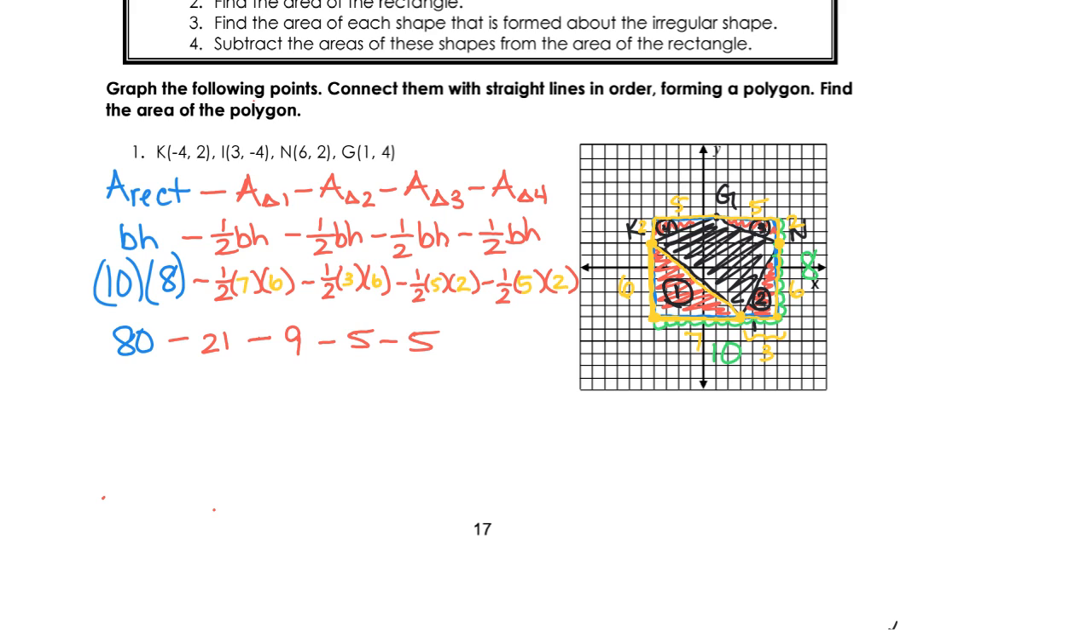And so here we go, guys. We are on the final step. The big box that we put around our black shape has an area of 80, meaning that if you counted all the squares inside that rectangle, there would be 80 of them. Nobody wants to count all of those.